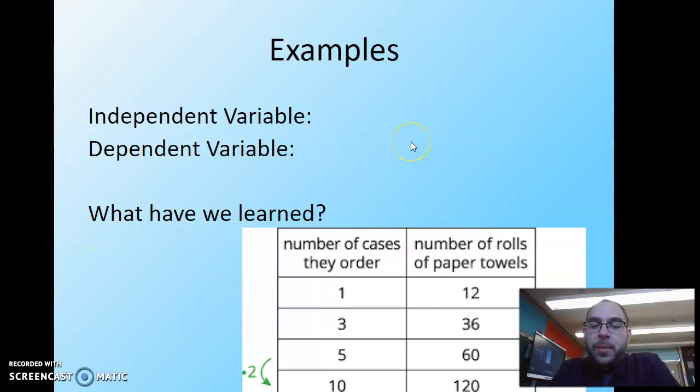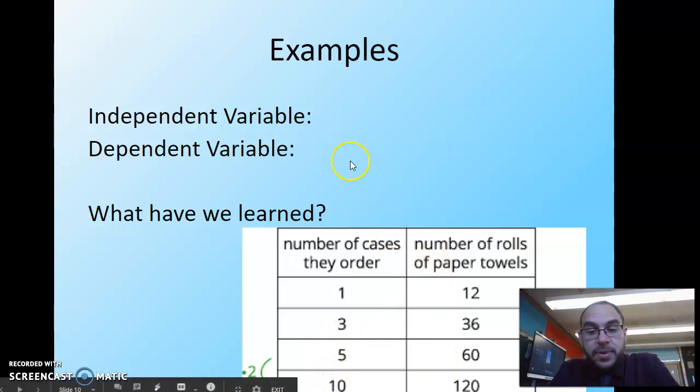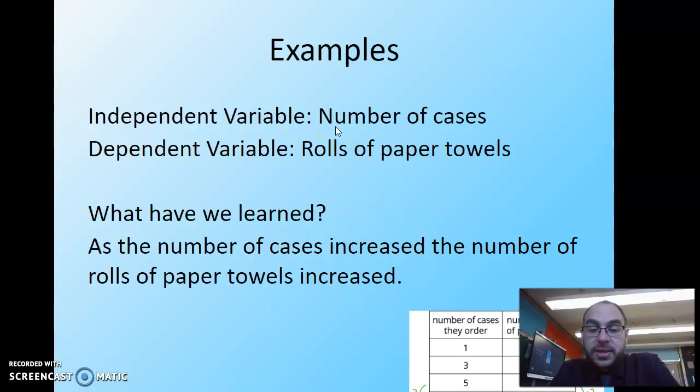Last one. Right now, we're looking at the number of cases that somebody orders and the number of paper towels in each case, okay? So take a minute. What's the independent variable? What's the dependent variable? And what have we learned? Excellent job. So now that we've paused, we've answered our independent variable. We're changing the number of cases that we're ordering. And our dependent variable, what we're measuring is how many rolls of paper towel we get in each case. So in 1, we get 12, in 3, we get 36. So as the number of cases is increasing, what's happening to the number of paper towel rolls? It's increasing, okay? So this is a pretty straightforward lesson.